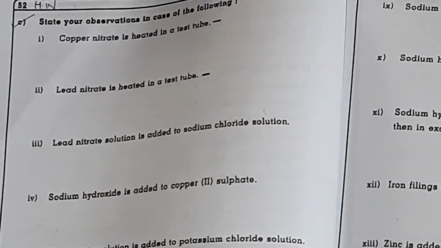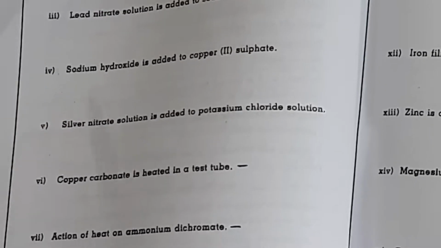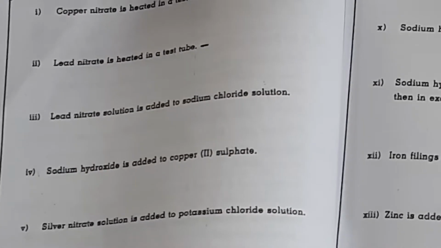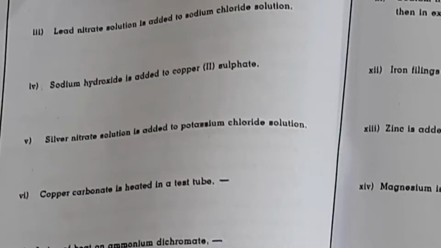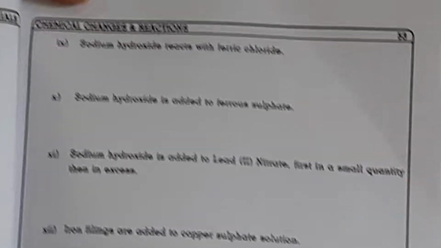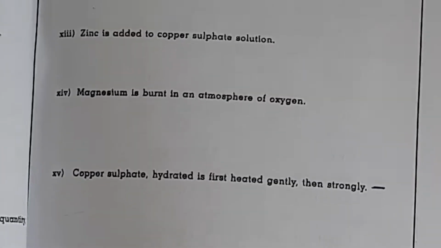The answers to all these 15 you will find in the notes only. In this textbook itself, in the chemical changes and reactions chapter only, all the answers to these are there in form of question answer only. So you will refer there, learn it and then write in the space which is provided. So this is your homework for the next session. Now continuing with the next part.